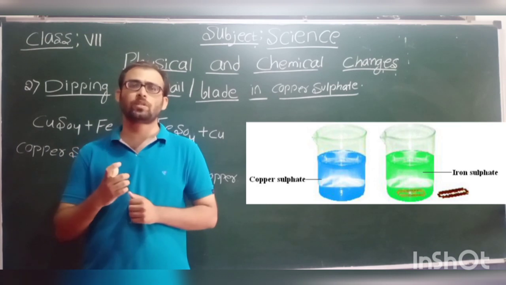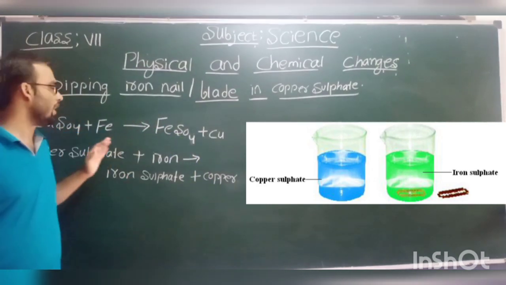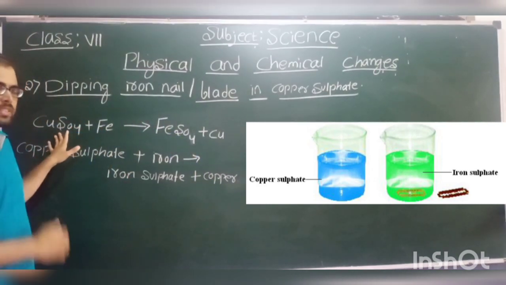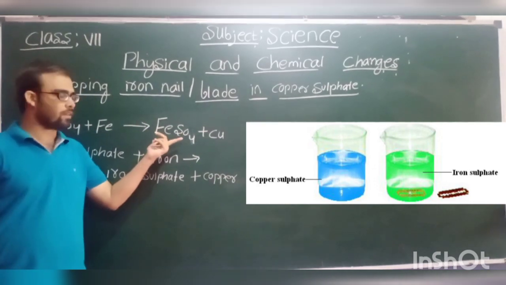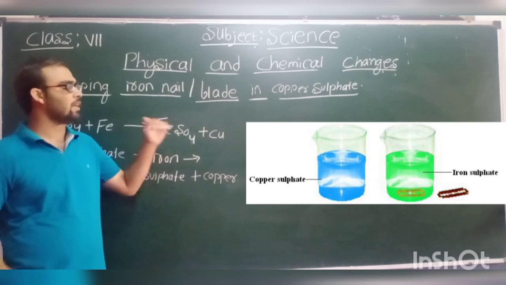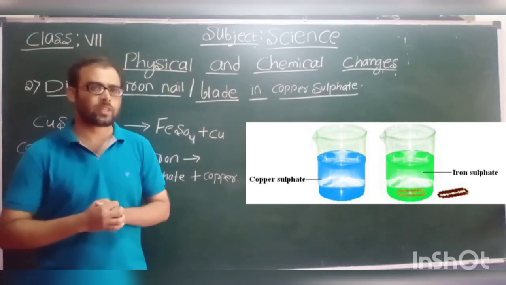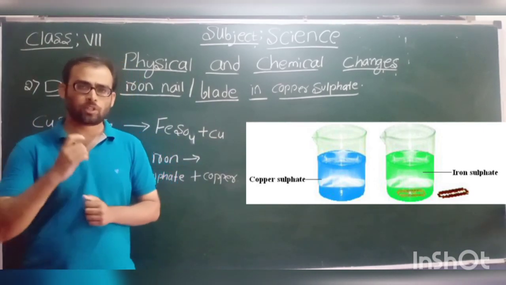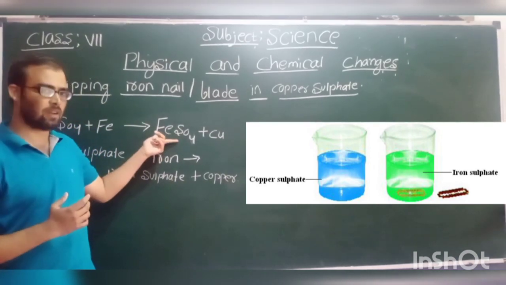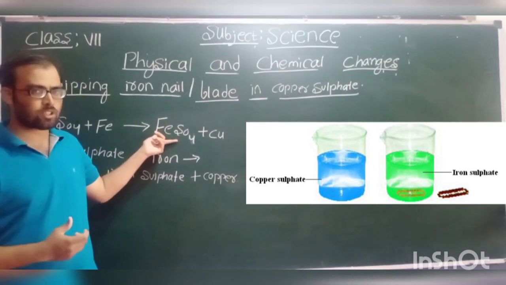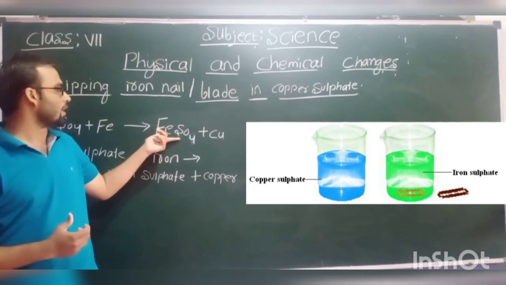So why is it so? Look here, let us understand with the experiment. When copper sulfate solution reacts with iron, what is formed here? Ferrous sulfate along with copper. So why does the solution turn green in color? It is due to the formation of ferrous sulfate, or iron sulfate. So the color changes due to the formation of iron sulfate.